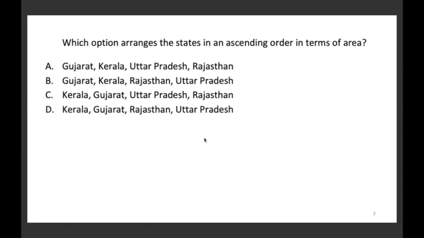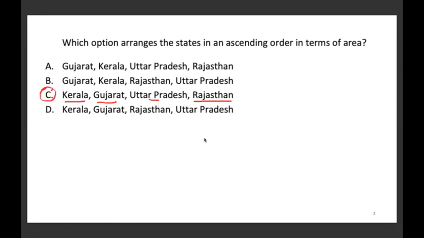In this case, just by the logic of it, one can say that because it's ascending order, the least area of all the four states, because we have just four states here, will be Kerala. Kerala will be followed by Gujarat. Gujarat will be followed by UP and then followed by Rajasthan. So, the correct answer here is option C.